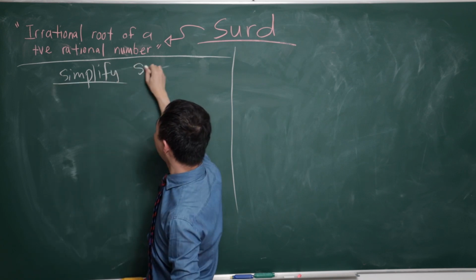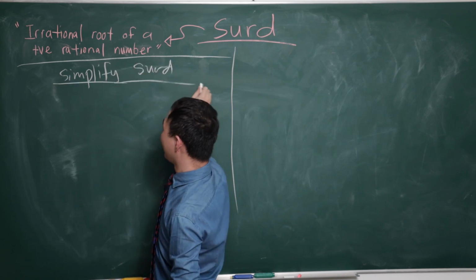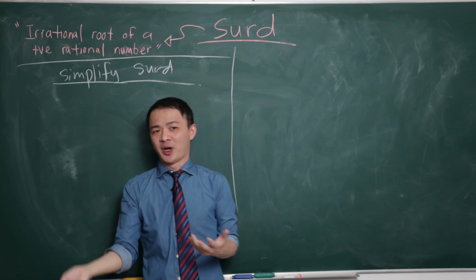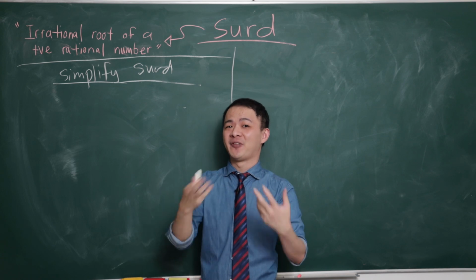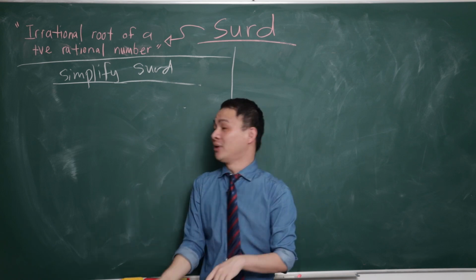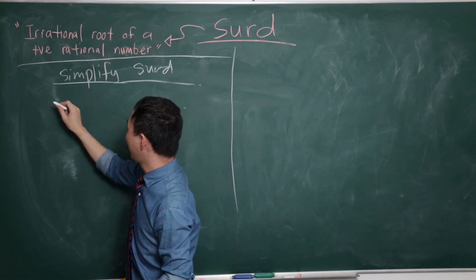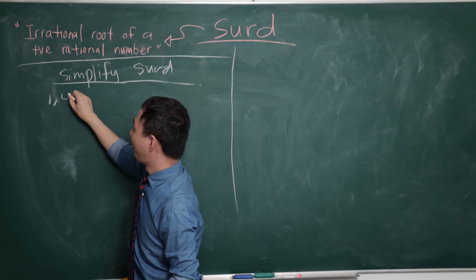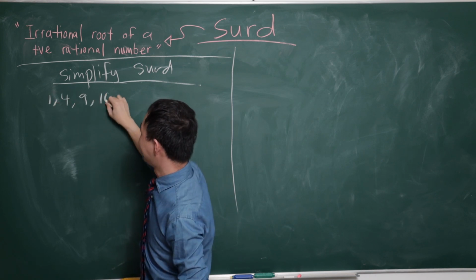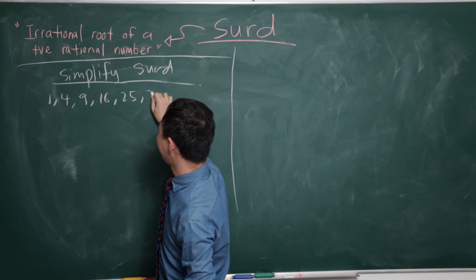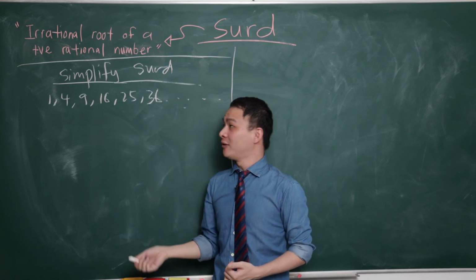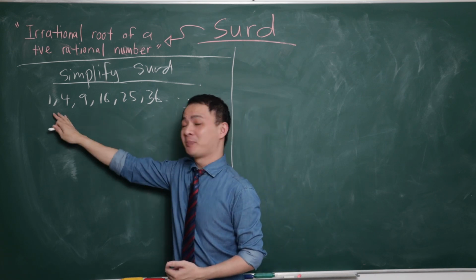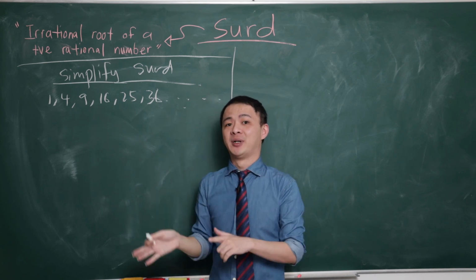In order to simplify the surd here, you have to know what a perfect square number is. Perfect square numbers are like 1 squared, 2 squared, 3 squared, 4 squared, 5 squared. We call them perfect square numbers. So the perfect square numbers are 1, 4, 9, 16, 25, 36, and so on. Because when we take the square root of these perfect square numbers, I will get a whole number or integer.